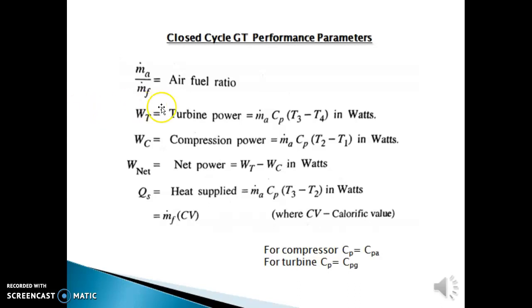other performance parameters. The first one is the air-fuel ratio. Air-fuel ratio, as you all know, is defined as the ratio of mass flow rate of air to mass flow rate of fuel. The maintenance of proper air-fuel ratio is necessary for efficient combustion to take place inside the combustion chamber.